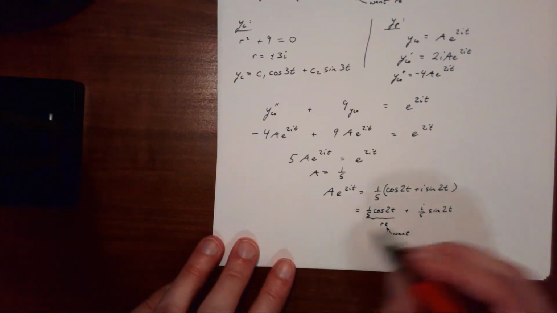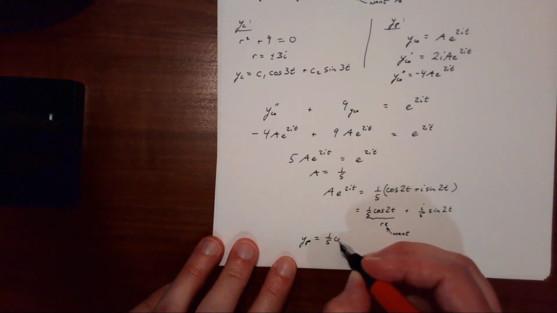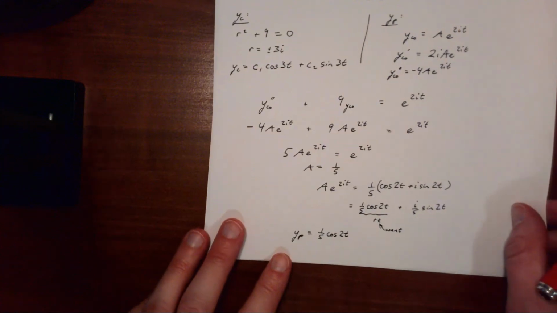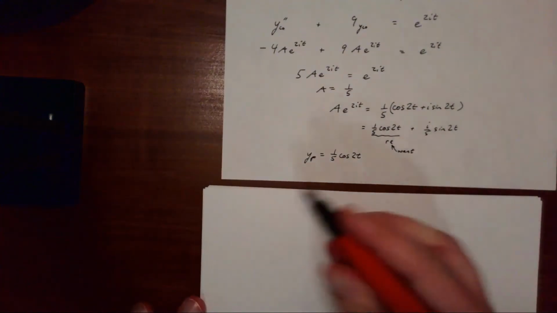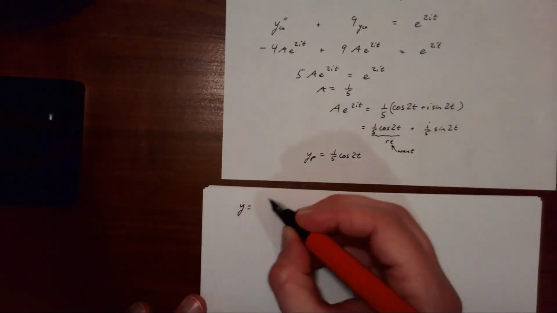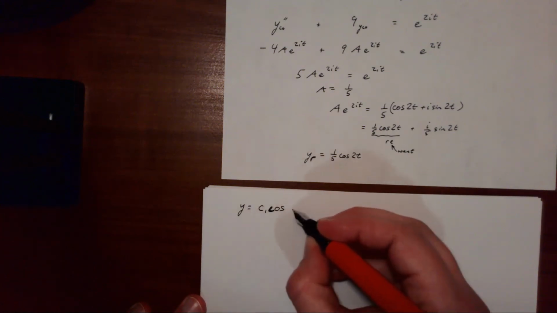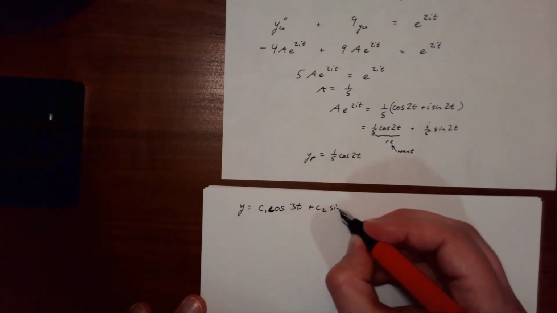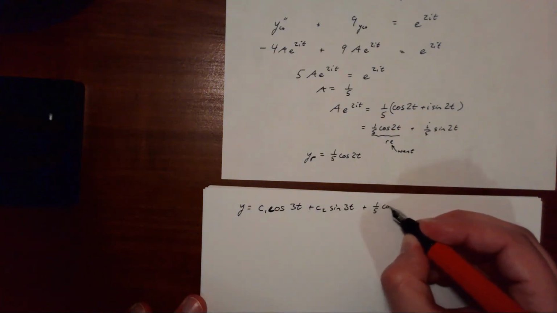So then that means that our particular solution is just going to be 1/5 cosine 2t. Okay, well then, what does that leave us for our overall y? It's the combination of those two: C1 cosine 3t plus C2 sine 3t plus 1/5 cosine 2t.